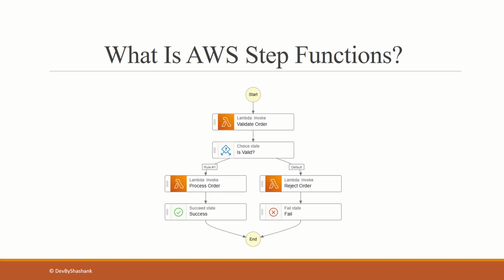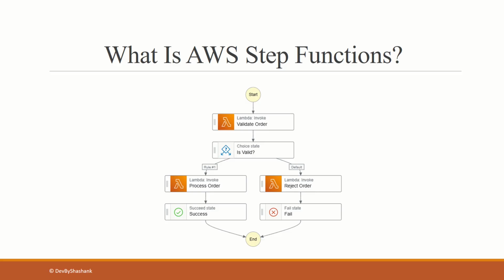Today we'll see what is AWS Step Functions. Guys, till now we have been running single Lambda functions, but real applications don't work like that. They usually have multiple steps. One function runs, then another runs, and sometimes we need decisions in between. This is exactly where AWS Step Functions comes in.